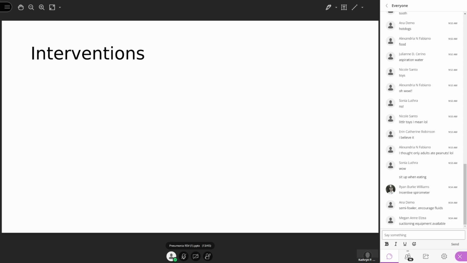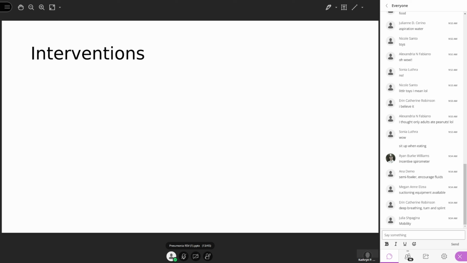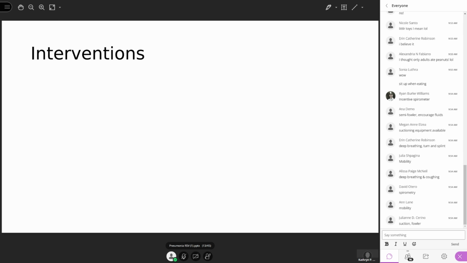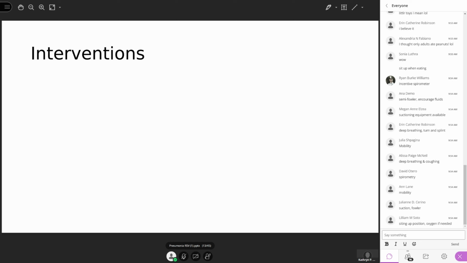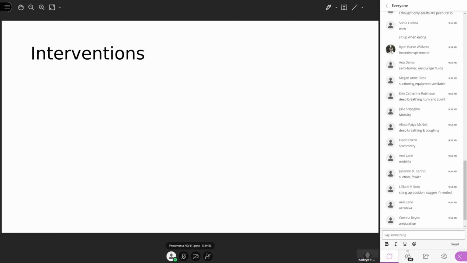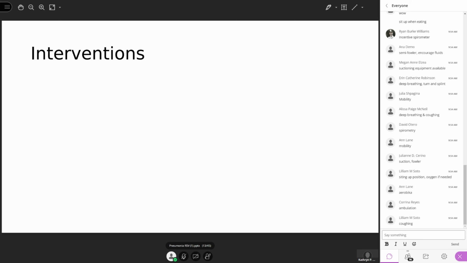So absolutely, positioning with eating, preventing aspiration, mobility, spirometry. But wait, there's more. Coughing, deep breathing. I'm about to get bubbles for everybody. Medications as ordered by the provider.